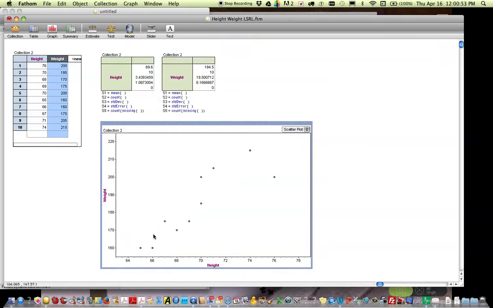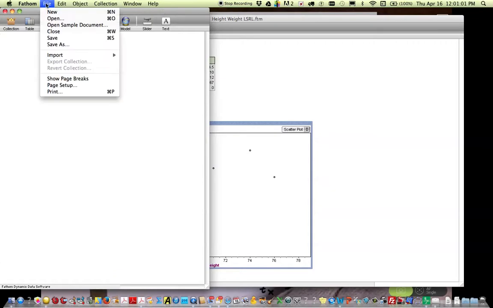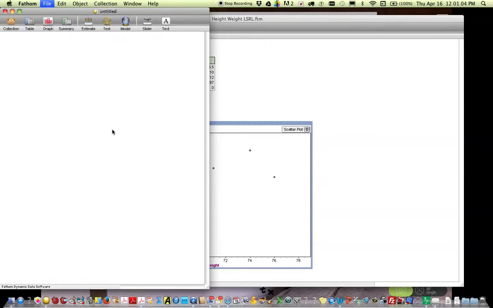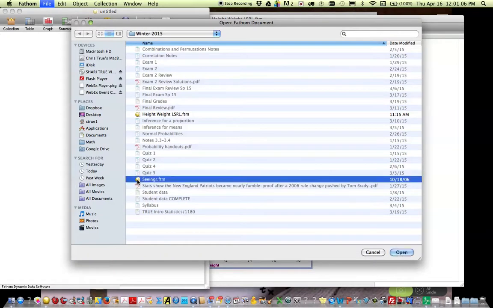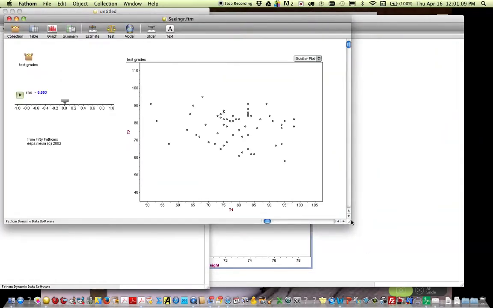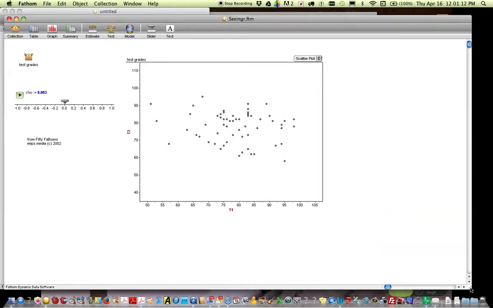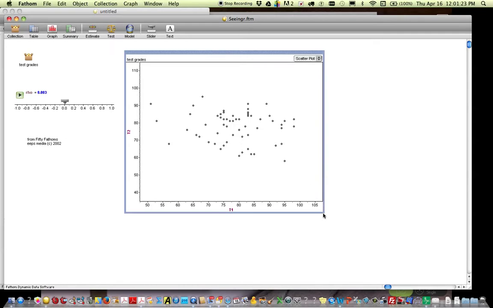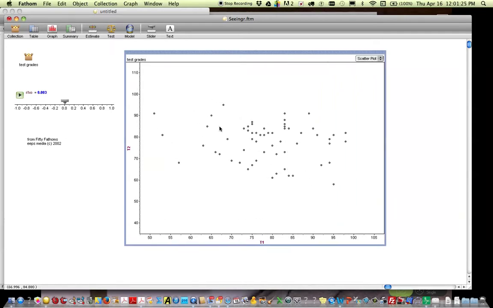What I want to look at is a different data set. File, open, and it's this one, seeing R. Okay, so here's a scatter plot, just a generic set of data. I think this was how students scored on test 1 and how they scored on test 2. If you look at this picture, I think most people would say, I don't see much of a correlation here at all. It's just a scattering of points, a cloud of points.